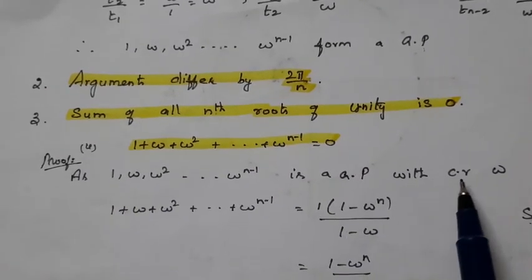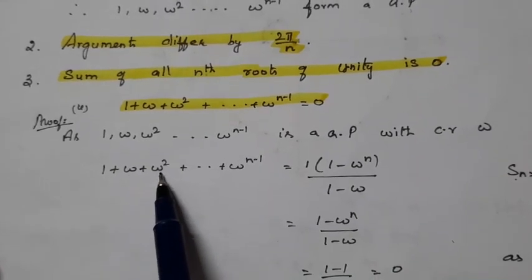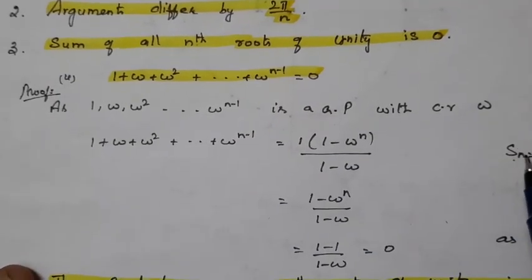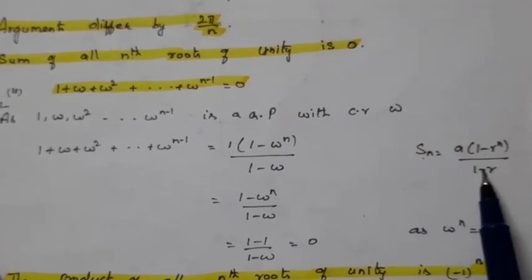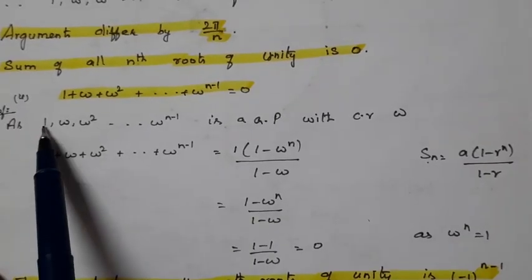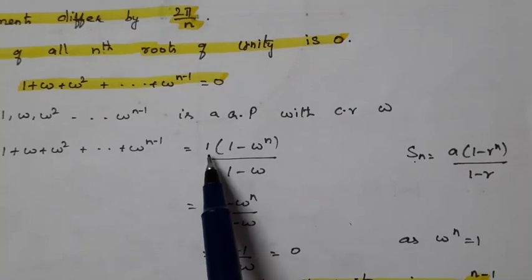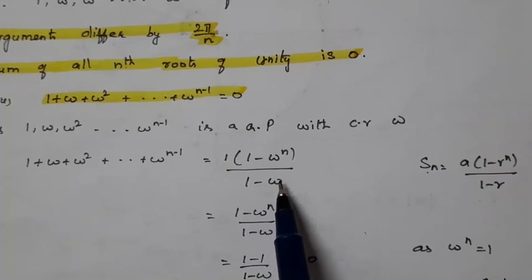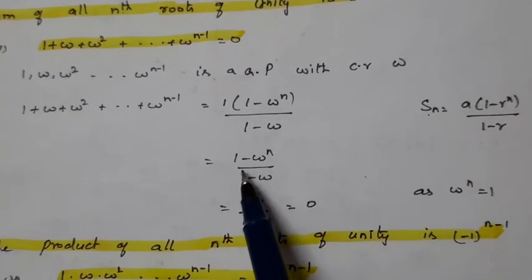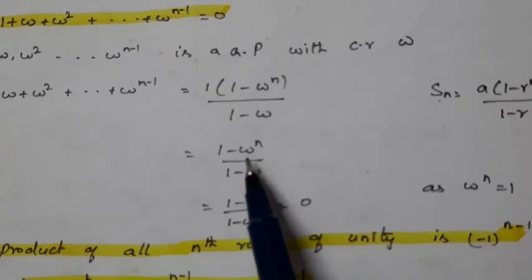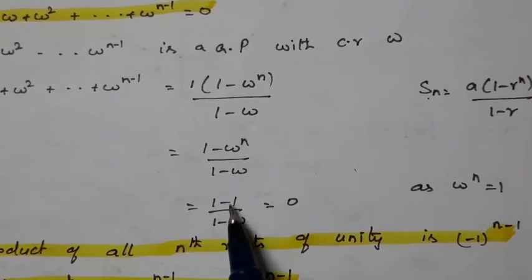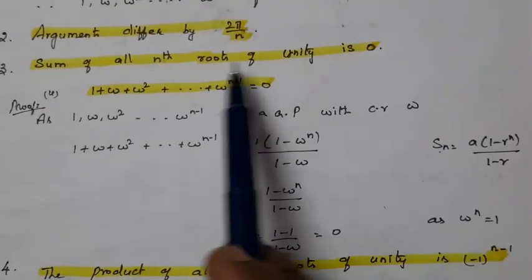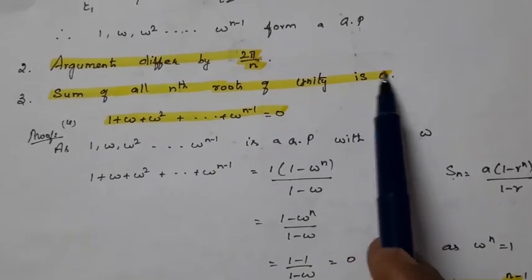As 1, omega, omega squared, etc., is a GP with a common ratio omega, then 1 plus omega plus, etc., omega power n minus 1 is the sum of n terms, and you know the formula for the sum of n terms of a GP is a into 1 minus r power n by 1 minus r. So, a, the first term, being 1, and r, the common ratio, is omega. So, the summation is equal to 1 into 1 minus omega power n by 1 minus omega. You know that omega power n is equal to 1. So, 1 minus 1 by 1 minus omega, that is, the numerator is 0, therefore the entire value becomes 0. So, what is the sum of all the nth roots of unity? The sum of all the nth roots of unity will always be equal to 0.